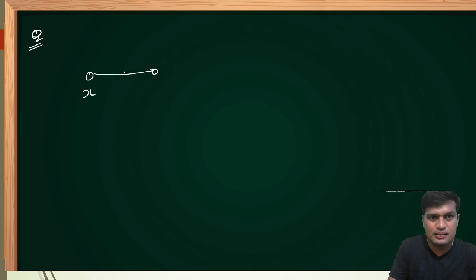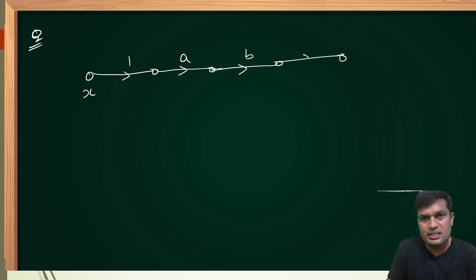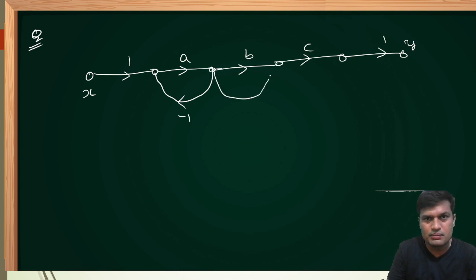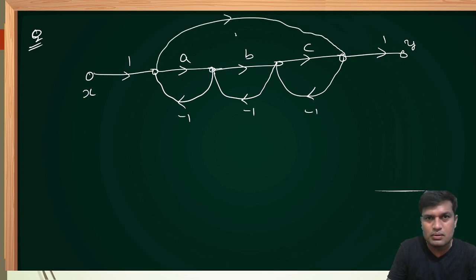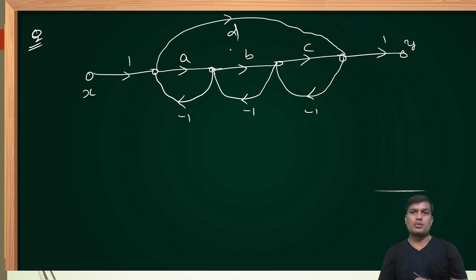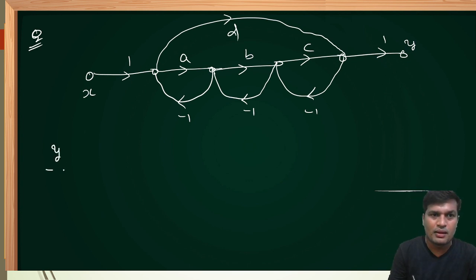Input node X, branch gain 1, branch gain A, branch gain B, branch gain C, output node is Y. First loop, second loop, third loop. Let's say this is one more. What is the transfer function? Y by X. Y is the output node, input node is X.